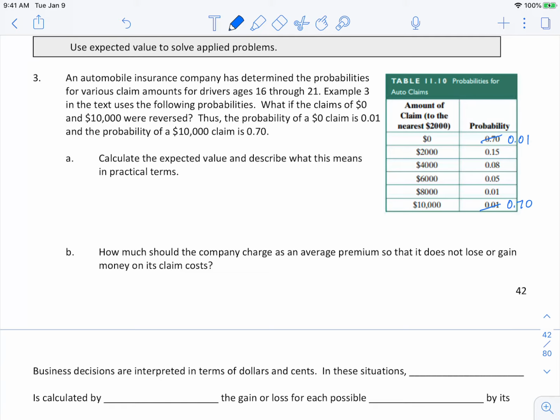Thus, the probability is just how we switch it. $0 claim is 0.01, $10,000 claim is 0.7. So calculate the expected value and describe what this means in practical terms. So I want you to take a minute and do this, please.